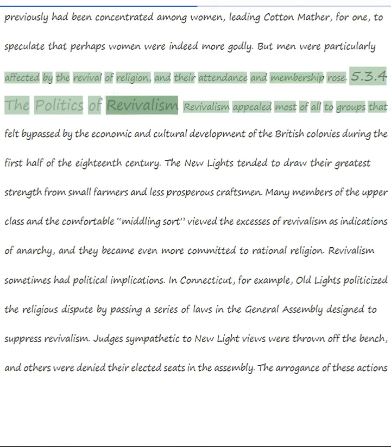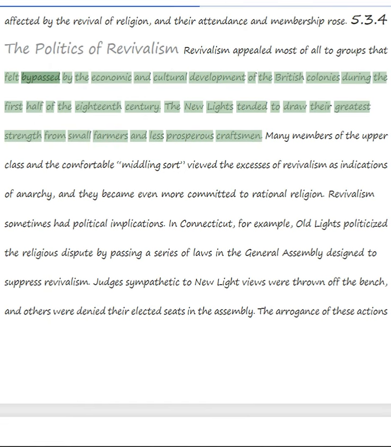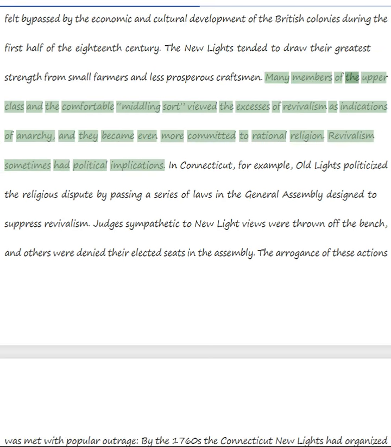5.3.4 The politics of revivalism. Revivalism appealed most of all to groups that felt bypassed by the economic and cultural development of the British colonies during the first half of the 18th century. The New Lights tended to draw their greatest strength from small farmers and less prosperous craftsmen. Many members of the upper class and the comfortable, middling sort viewed the excesses of revivalism as indications of anarchy, and they became even more committed to rational religion.